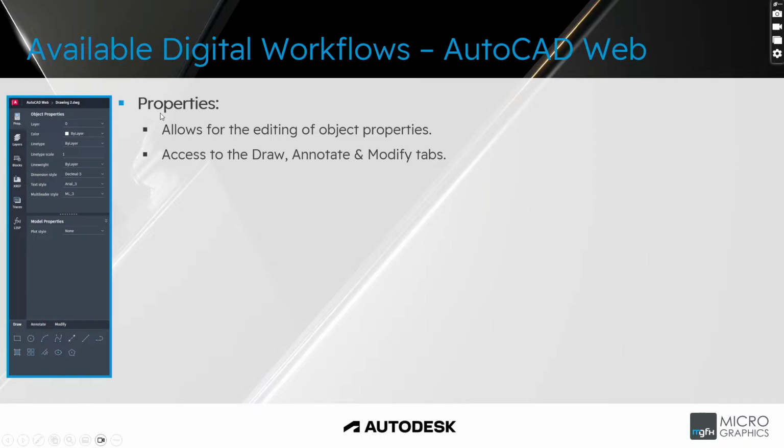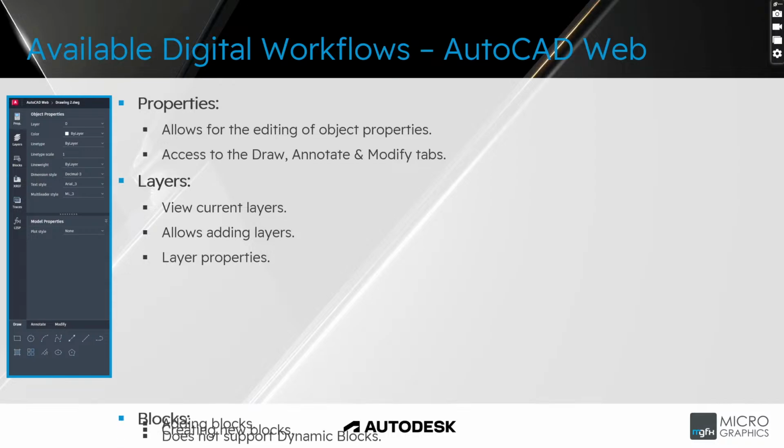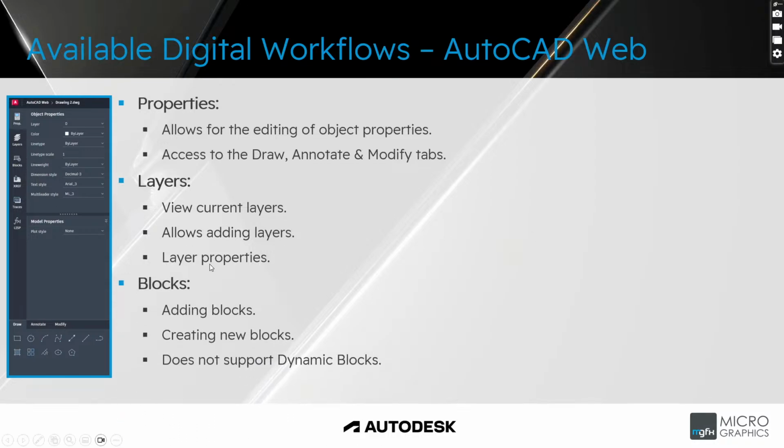If you click on the Properties button, this allows for the editing of object properties, as you can see listed here, and it allows you to access the Draw, Annotate, and Modify tabs here at the bottom. The Layers button allows you to view current layers. It allows you to add additional layers, and it allows you to change layer properties. You've got the Blocks function, which allows you to add blocks, create new blocks, but it does not support dynamic blocks. So just please stay aware of that.